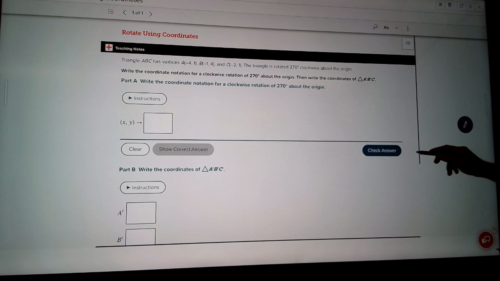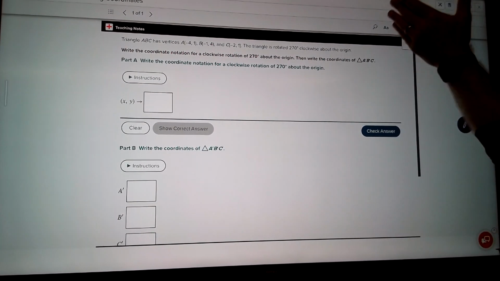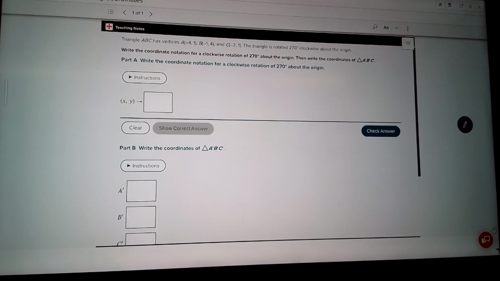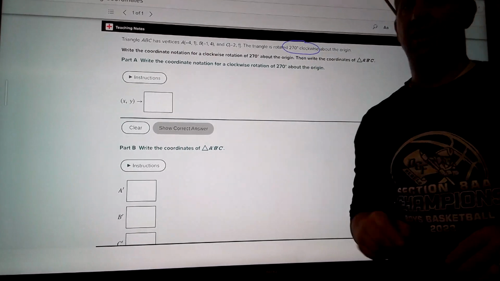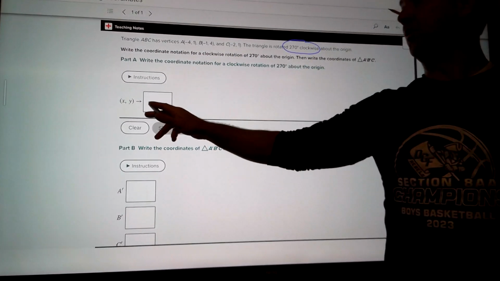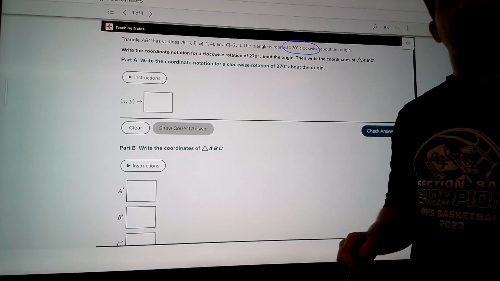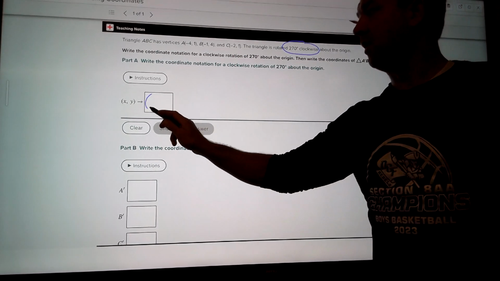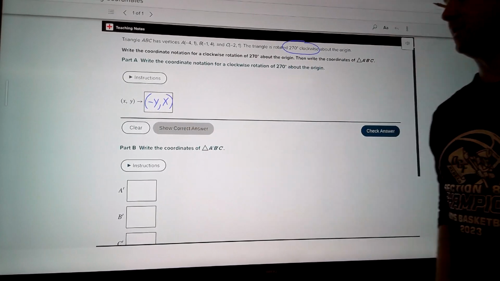How about this one? Triangle ABC has vertices A, B, and C. You can see their points. The triangle is going to be rotated 270 degrees clockwise about the origin. Write the new coordinates. So how do we change on a 270 degree clockwise? What we're going to do is put that formula right there. If we do a 270 degree clockwise, we go from x, y to the opposite of y, x.